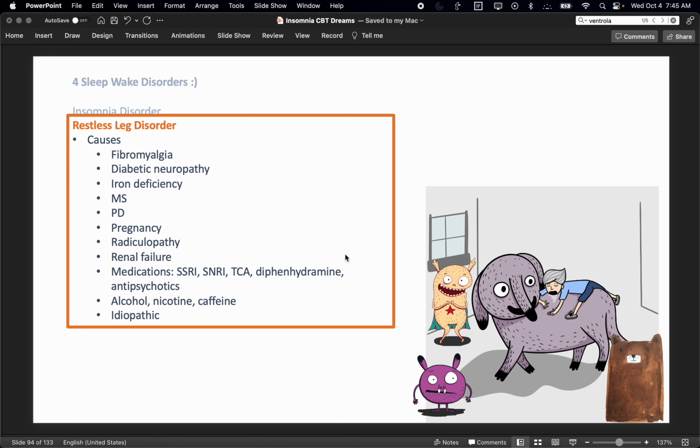Major organ dysfunctions like renal failure can do it. Alcohol, nicotine, and caffeine can cause it. So if they're on those things, you can tell them to stop, see if it stops. There are reports of it being caused by medications like SSRIs, SNRIs, TCAs, diphenhydramine, antipsychotics. I kind of question that. I think it's probably more of a case study scenario and not an actual side effect.